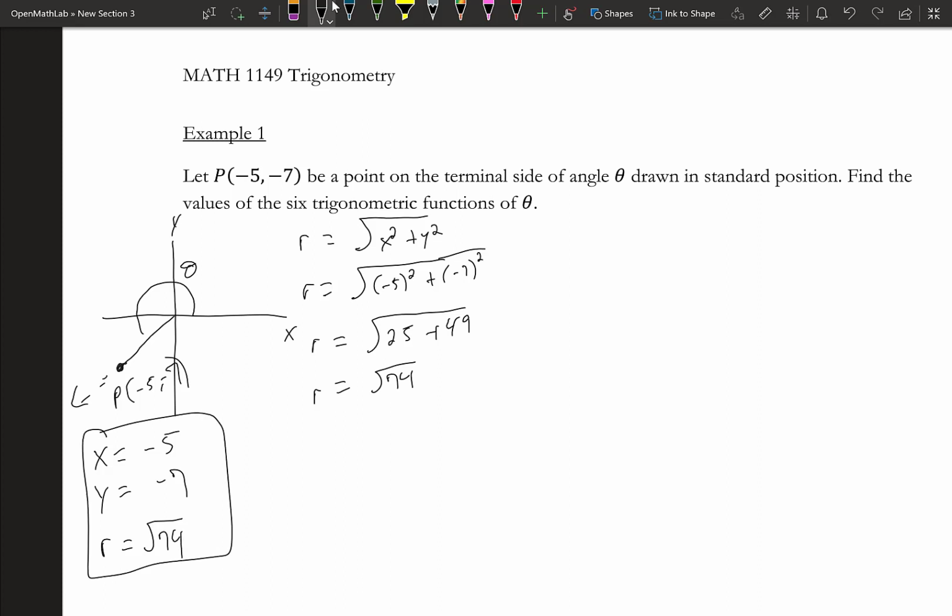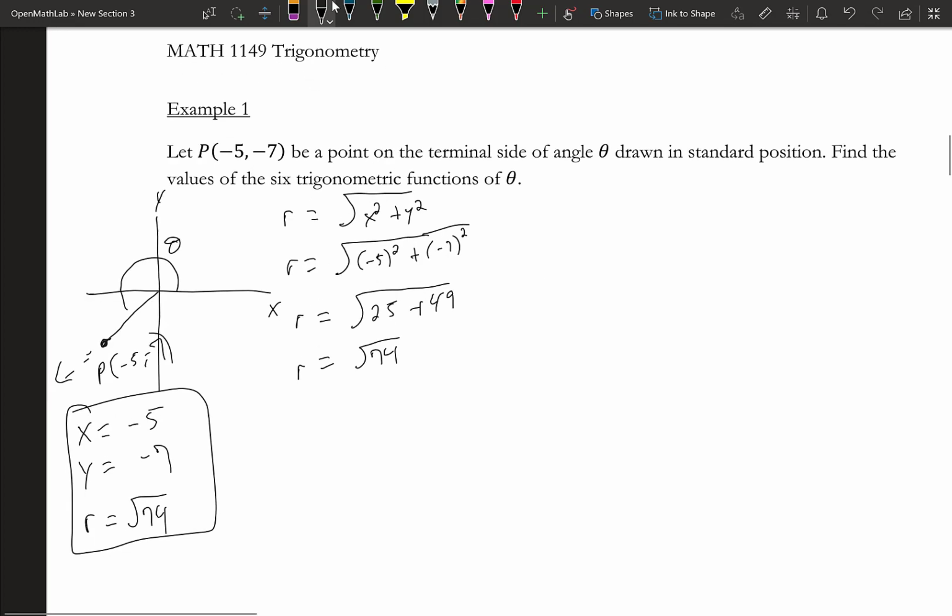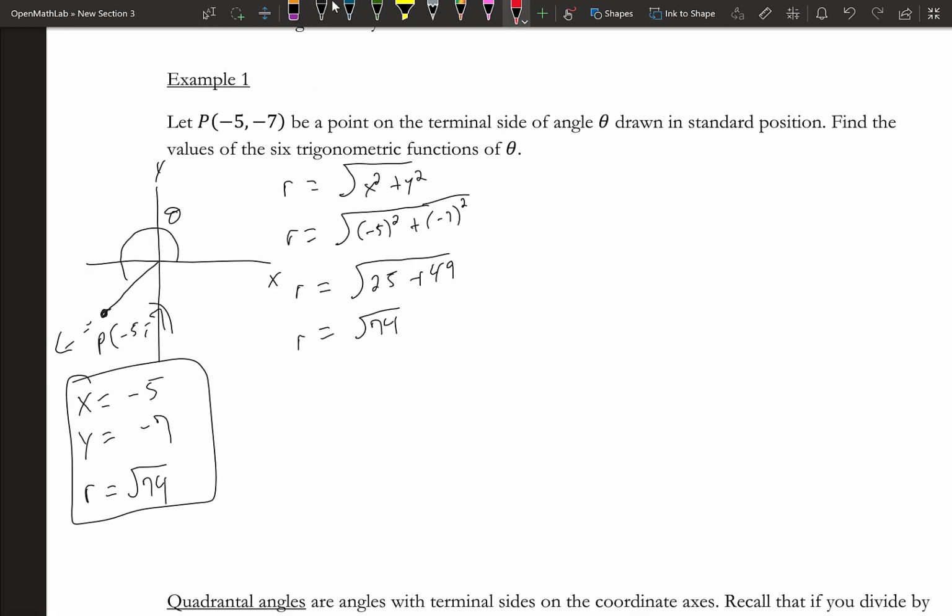So this is kind of like my key, right? Because remember, we just talked about putting the 6 trigonometric functions in terms of x, y, and r. So if I have those figured out, I can just plug them in. So if I want to find sine of theta, it is going to be y over r. So y is -7, r is radical 74, so I need to rationalize the denominator. We'd multiply by radical 74 over radical 74. That gives me -7 radical 74 divided by 74, and that doesn't simplify.